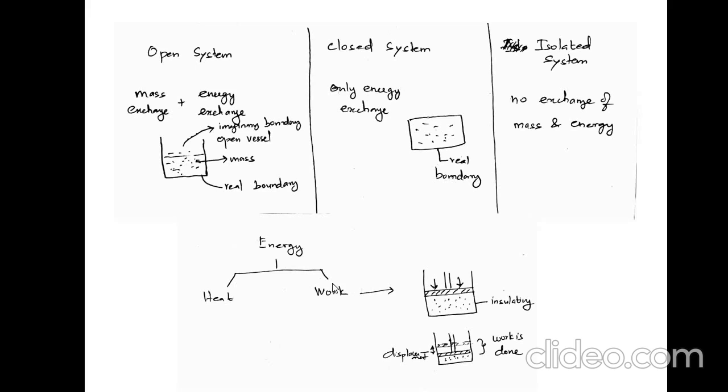Here in a thermodynamic process, we will have only two ways of energy transfer, that is heat and work. As I said, mass cannot be exchanged here, but you can see how energy is exchanged. Energy may be in the form of work also.